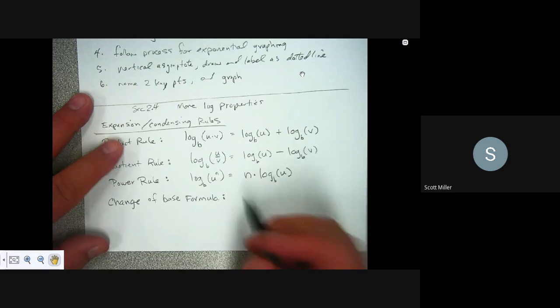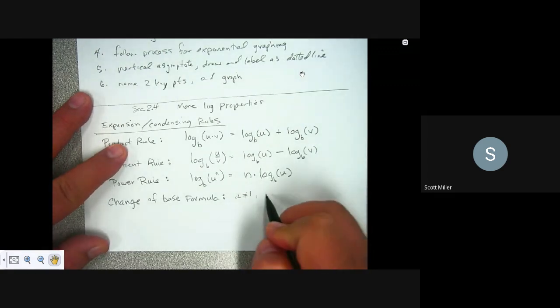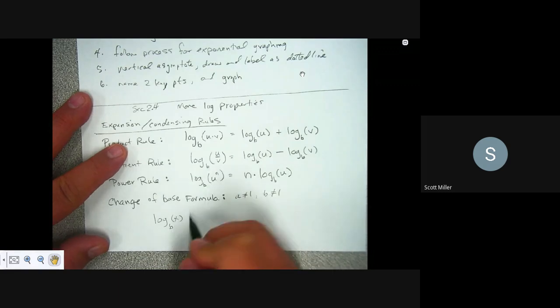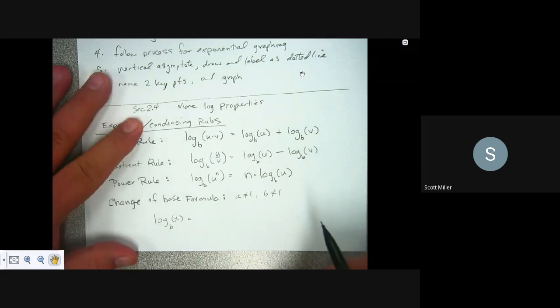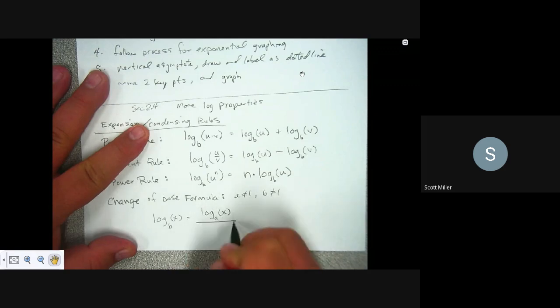And the change of base formula simply says this. I have 2 variables that can't be equal to 1 in both cases. Log base b of x. So any base I have can be changed to any other base you want by this formula: log base a of x divided by the log base a of whatever the old base was.